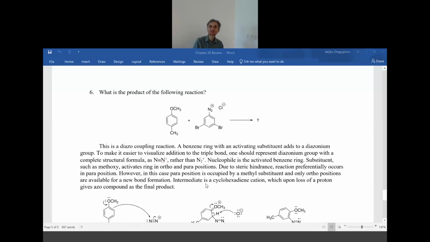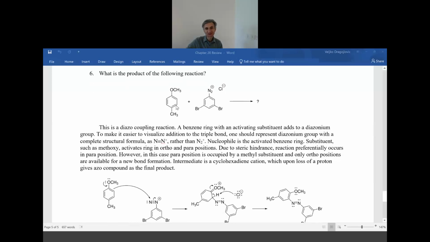And then question 6. What is the product of the following reaction? Here we have this compound. This is actually both anisole and toluene. You can see it has methoxy group and methyl group. So you don't have to worry about naming it. But that's activated benzene ring. And this methoxy group is stronger activating substituent. It's strongly activating. This is only weakly activating. So this is the one that activates the ring.